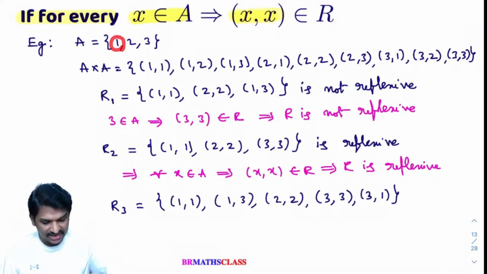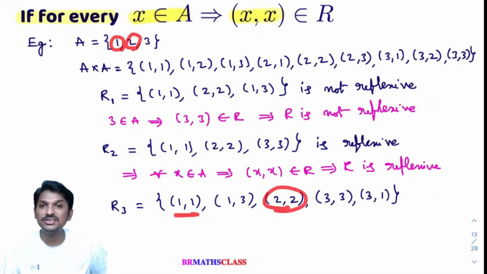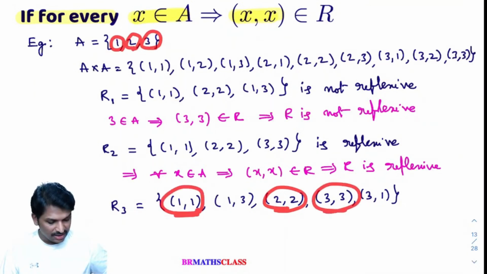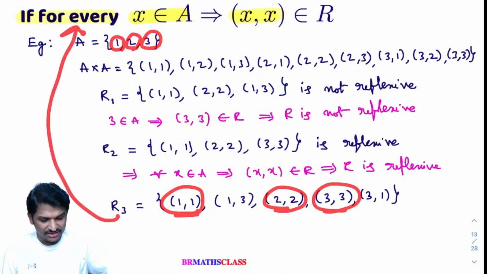You take 1 in set A. The ordered pair (1, 1) is there in the relation. Yes, it is present in this relation. You take element 2 in set A. The ordered pair (2, 2) is there in this relation. Yes, it is there. You take the element 3 in set A. The ordered pair (3, 3) is there in this relation. Yes. That means this relation is satisfying this condition.